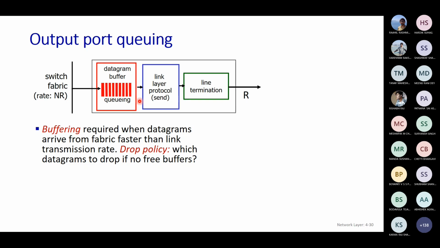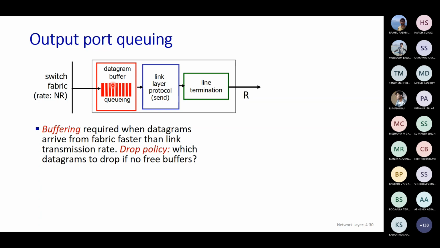We require this because datagrams may arrive much faster from the fabric than the transmission rate of this particular output port. We know that the link transmission rate is given by R here. Now, if the switch fabric has a much faster transmission rate, then there will be queuing here. That is why the output port has a buffer, so that it can keep the packets queued and then transfer them as per its line rate, which is given by R here.